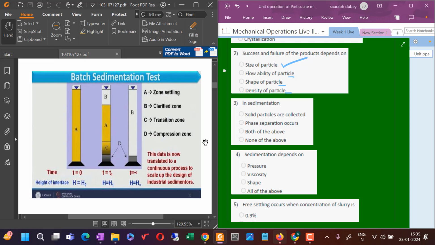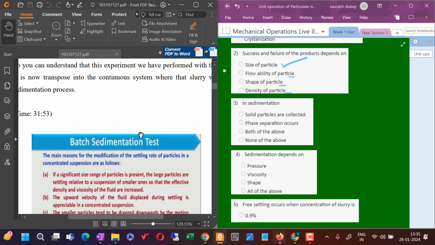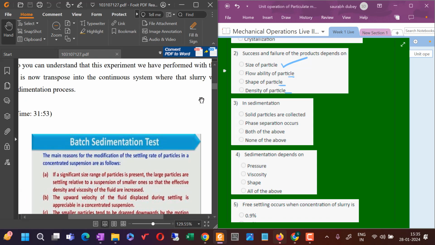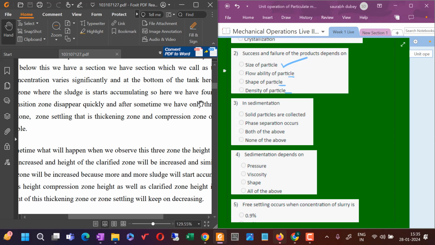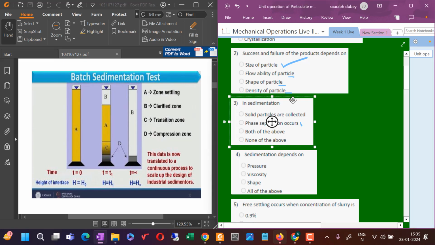So this particular picture depicts and explains the process by which this phase separation is occurring in the sedimentation. So batch sedimentation is very important for this. And for this question, now we came to know that option B is the correct answer.